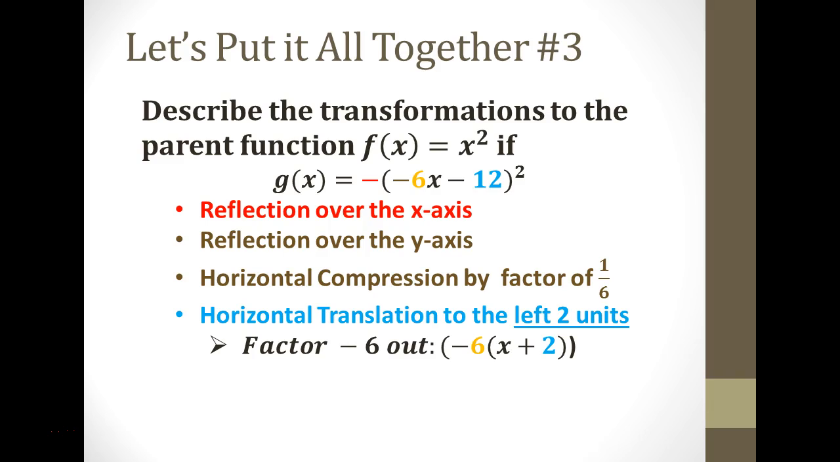Last, I have a horizontal translation to the left 2 units. Now, that doesn't make sense because clearly I have a 12 in my transformed function. But when you're dealing with B, you have to factor that out before you analyze the rest of your function. So if I factor out that -6 from what's inside the parentheses, I end up with x plus 2. So what I really have is a horizontal translation to the left 2. And if you're not sure about this, go ahead and graph g of x. Get on Desmos, or if you have a graphing calculator, graph it and confirm that I am right.